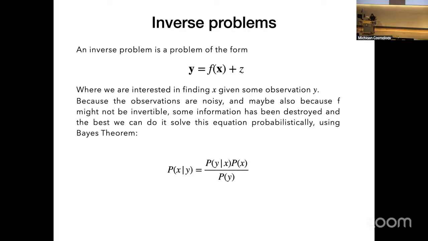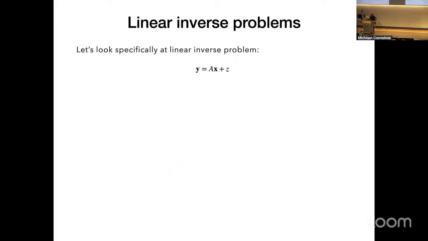So I know about Bayes' theorem. What I want to do is sample the posterior for the parameters that I care about, given the data that I observed. The posterior is what I care about, and it's given by the likelihood times the prior divided by the evidence, which is a normalization constant. In the case of a linear inverse problem, this forward model, this function F, is just a matrix, so it's just a matrix multiplication.